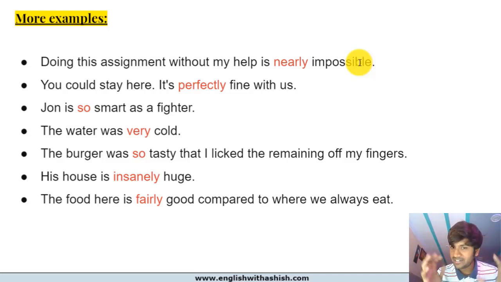So think about the meter, right? It's going up, but it's not close to 100%. It's close to 60, 70, 80%, right? You could stay here, it's perfectly fine with us. It's fine. To what degree is it fine? It's perfectly fine. So think about it, right?